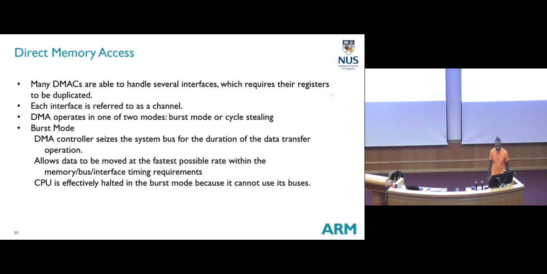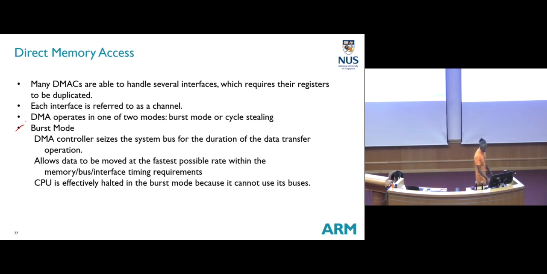And how does this whole memory transfer happen? There are two main modes of operation. One is what we call burst mode. Burst mode means the DMA takes control of the entire bus for the duration of the data transfer. So if I say I want to move 1 gigabyte of data between A and B, I will take over the bus, move 1 gigabyte of data, then I will release the bus.